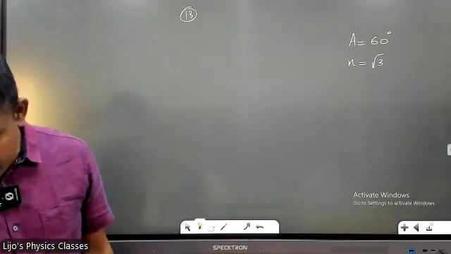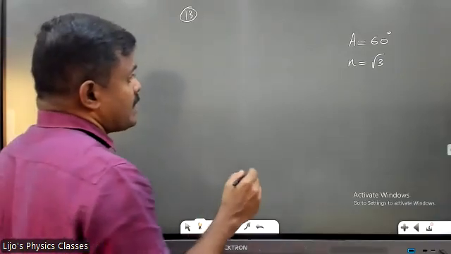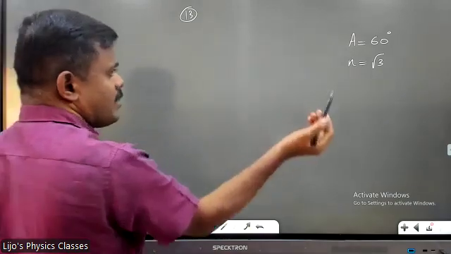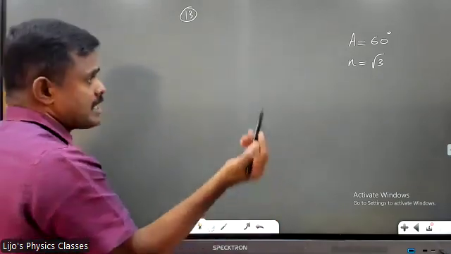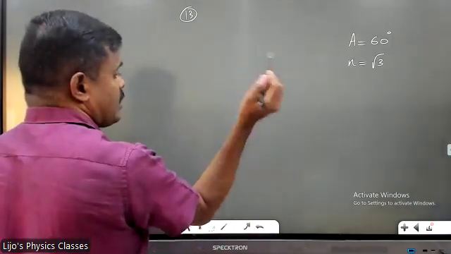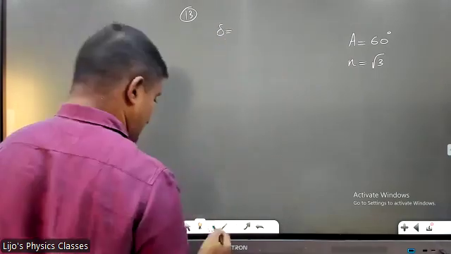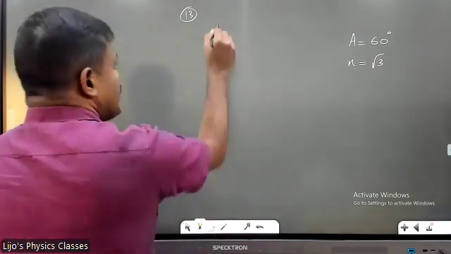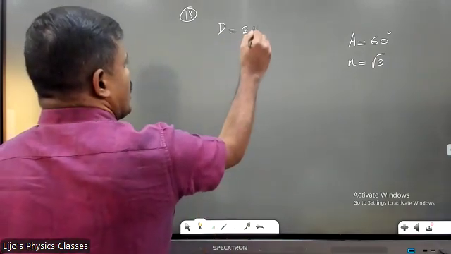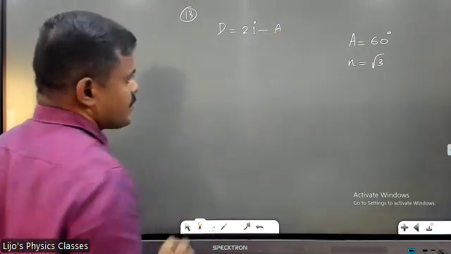Find the angle of incidence for this ray. Tell me how to find the angle of incidence. You can have multiple methods. Whichever method you find easier, you can use it. Delta's equation, or angle of minimum deviation, D is equal to what? D is equal to 2i minus A.